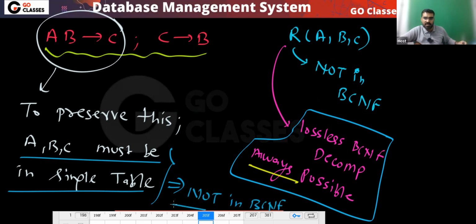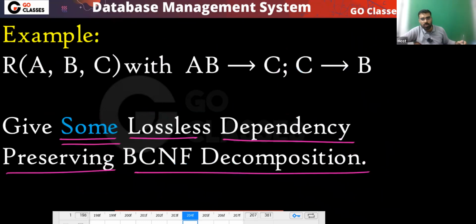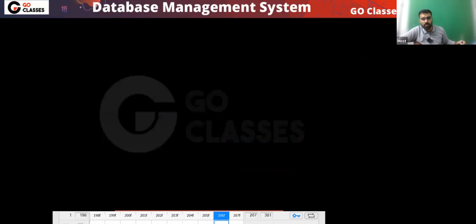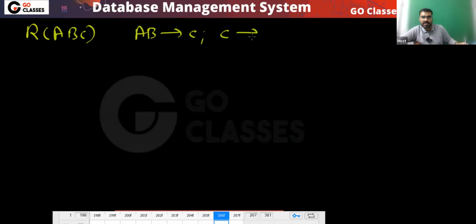Then it is not in BCNF. If you put them in a single table, then it is not in BCNF. And if you don't put them in a single table, then you can notice this dependency is lost. So this dependency will be lost, whatever you do. Agree or not? In this particular question, R(A, B, C), where A, B determines C and C determines B.